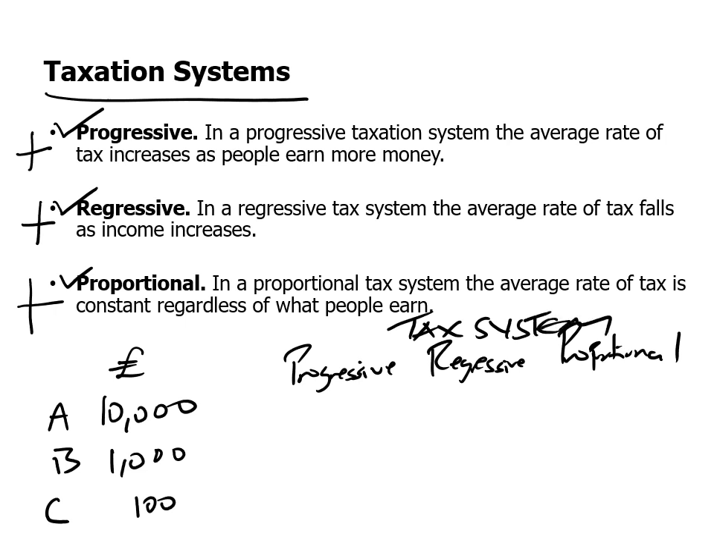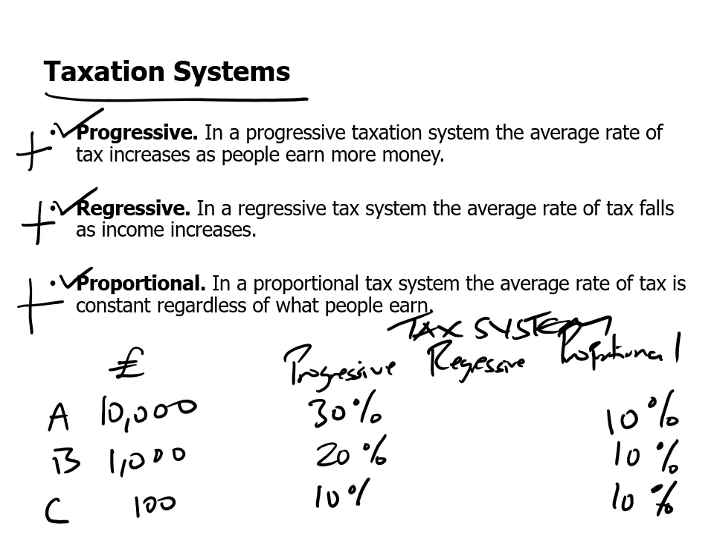Now, in your proportional tax system, we should probably start with that because that's the easiest. Each individual would pay 10%. However, in your progressive tax system, we'll look at individual A and say he earns the most. We could probably charge him 30%. We'll say individual B, you earn less, we'll charge you 20%. And individual C will probably be charged 10%.